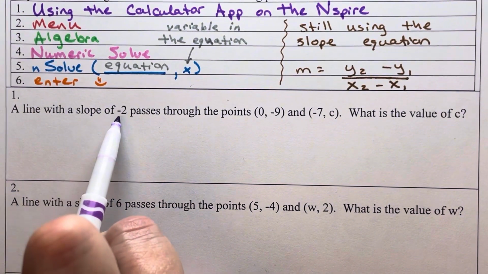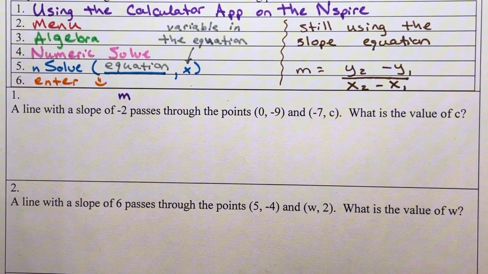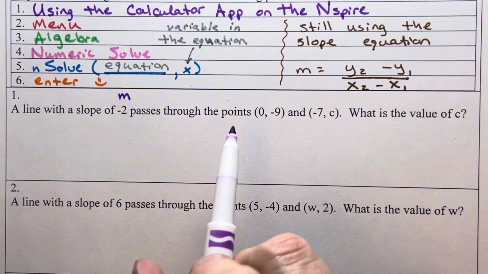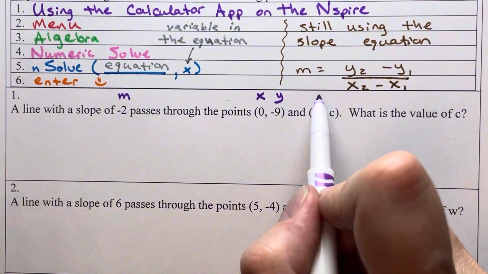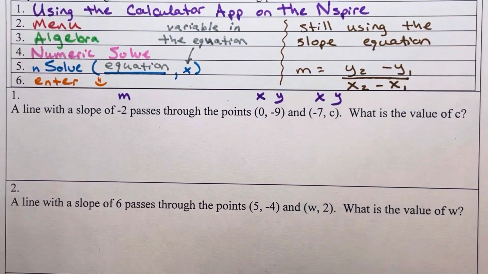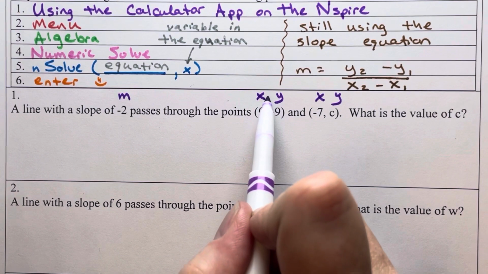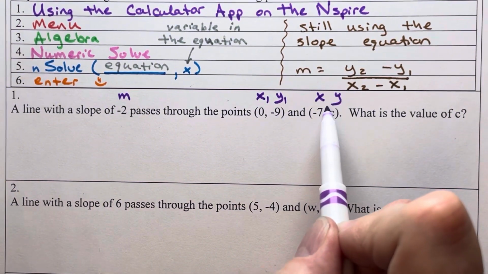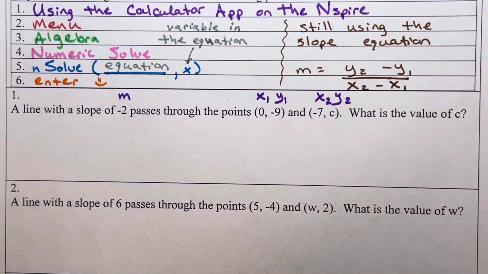The slope of a line is always m. It is symbolized with the letter m. We remember from previous lessons that coordinate points are always written in the order of x and then y. The first point given to us is point 1, so we have x1 and y1, while the second point is point 2, and thus we have x2 and y2.